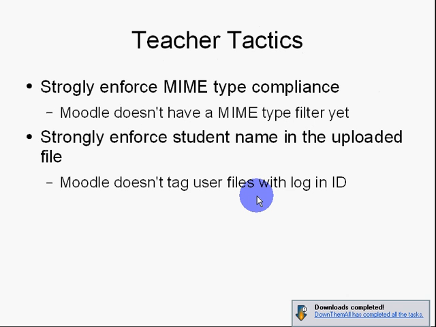Now, teacher tactics, this is where you need to very much enforce MIME type compliance, especially if you, like myself, will be using scripts to analyze your students' work. Strongly enforce the student name in the uploaded file so as to know whose document you're looking at at any one point. Moodle doesn't tag user files with a login ID, which is an oversight, I think. The developers do great work, there's no doubt about it. I'm just looking for ways to make my life yet easier.